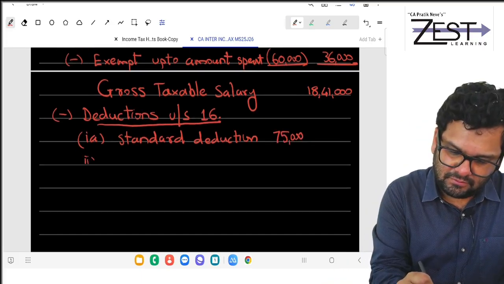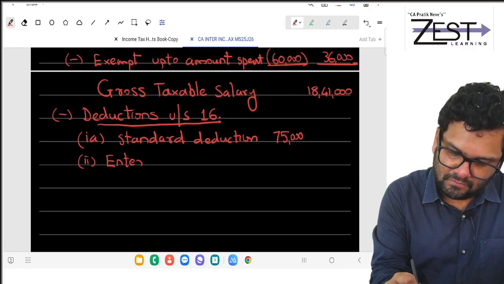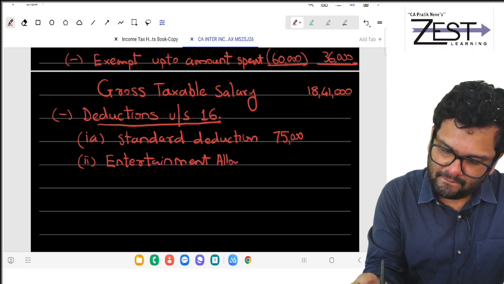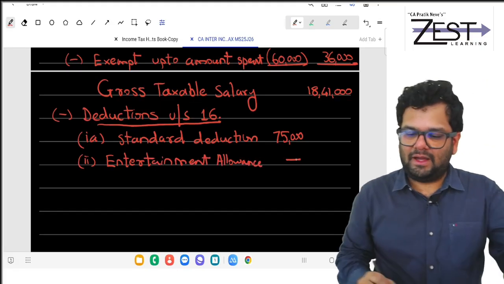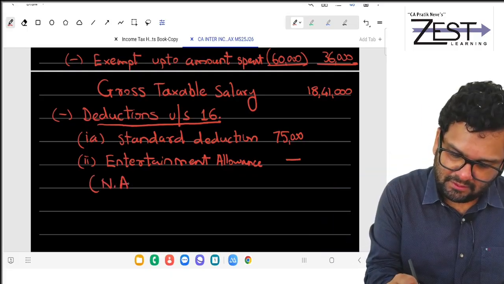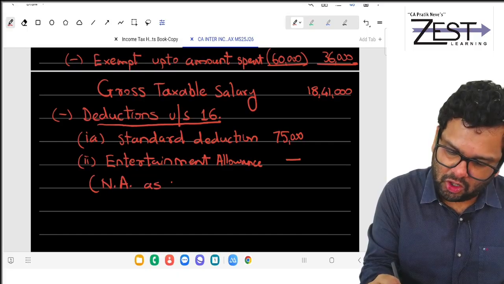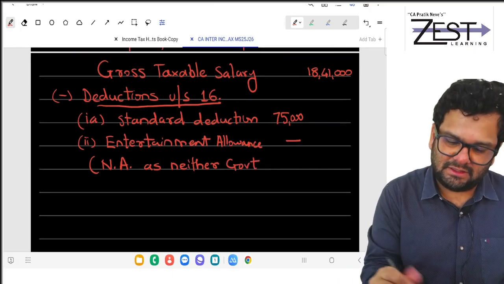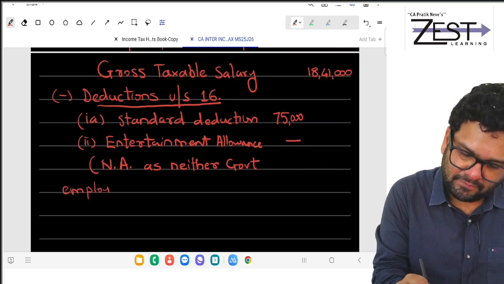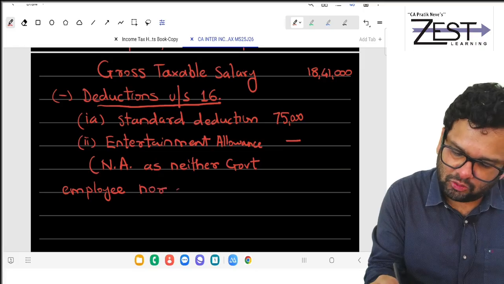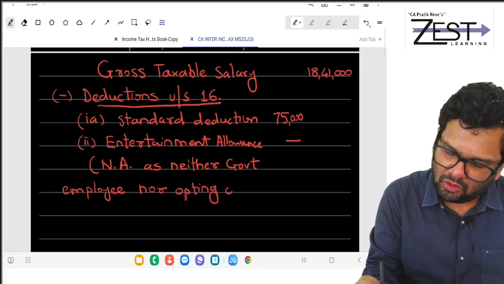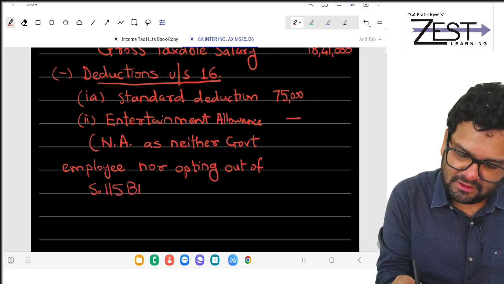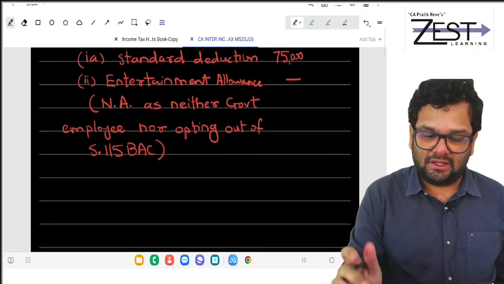Entertainment allowance. Nil. Why nil? Not applicable, as you are neither a government employee, nor opting out of section 115BAC. None of the conditions is getting satisfied. So nil. And what is third?